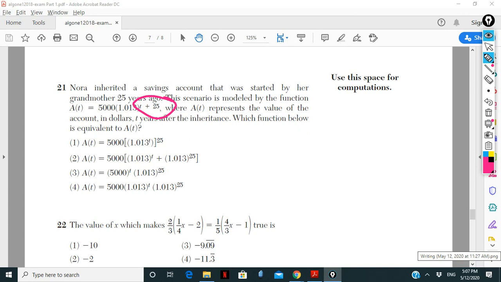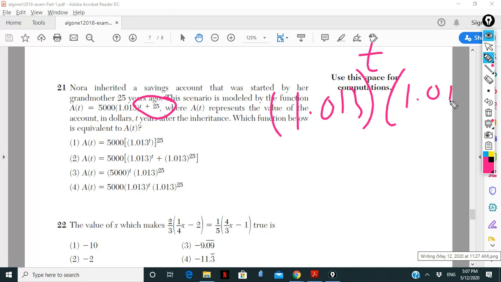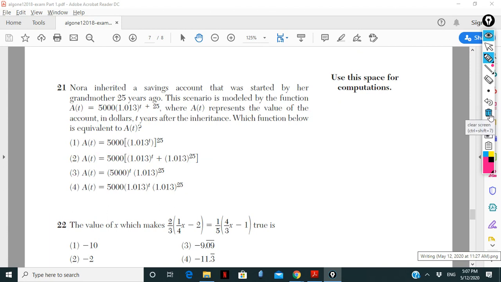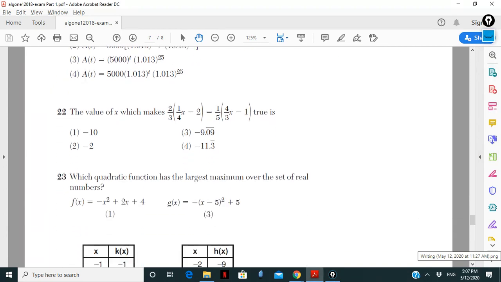Adding exponent means it's a product. So what does it mean? It's 1.013 to the power t times 1.013 to the power 25. So all of those are incorrect except 3 and 4. But at the same time, I have a multiplication by 5, so the answer is going to be 4. For 21 is 4. Question number 22.